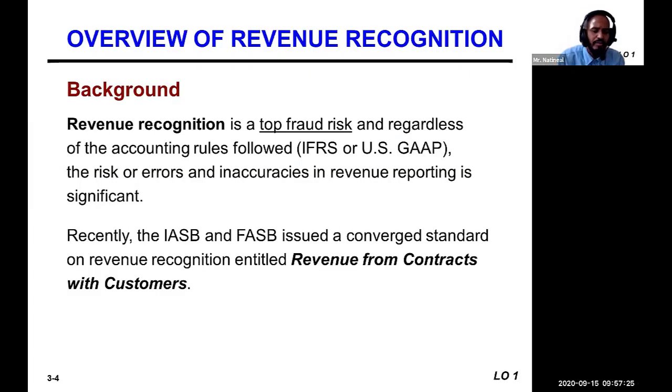So we start the background. So revenue recognition is a top fraud risk. በጣም ካልተሰበሰበ revenue recognize እናደርግ, there is a top fraud risk regardless of the accounting rule. So you have to follow, especially there is IFRS or US GAAP. The risk or error risk የምንለውን error ነው. The risk of errors and inaccuracy in revenue reporting is significant.